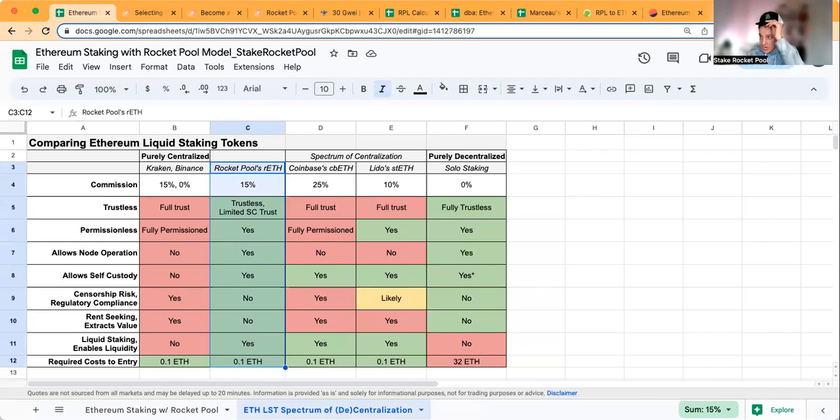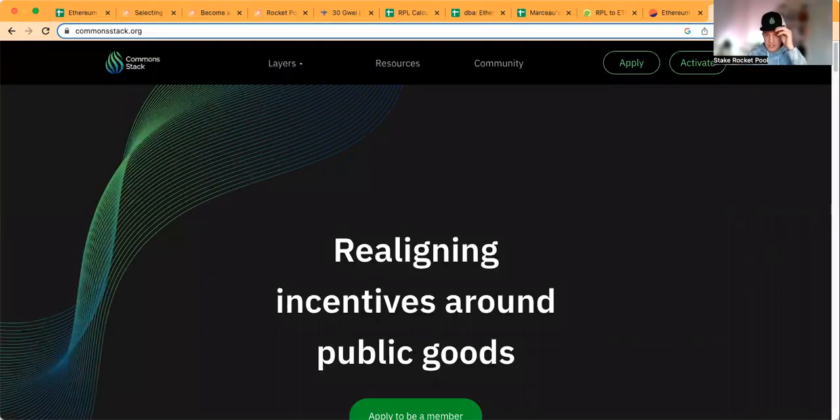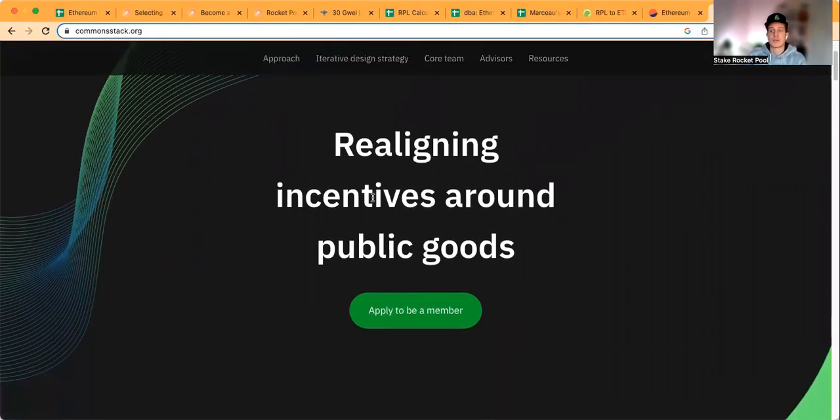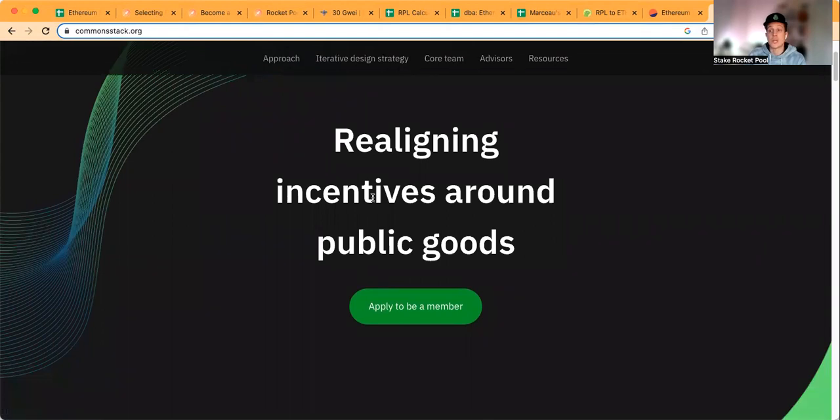And lastly, shout out to the Common Stacks. This is where the hat comes from, and we learned a lot from them on how to realign incentives around public goods, and we see Rocket Pool doing that.